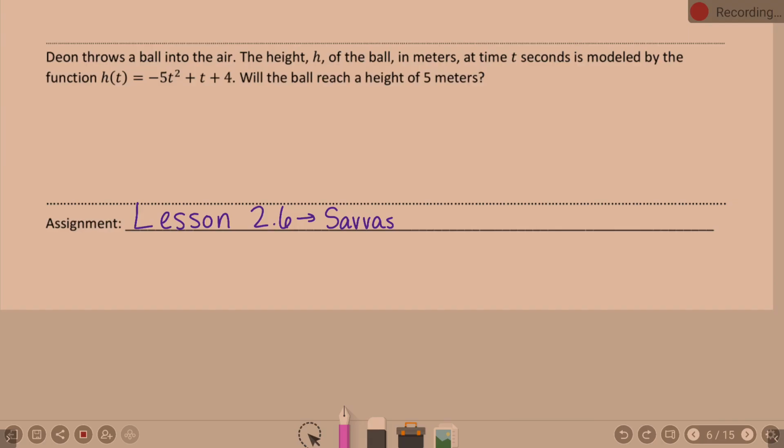So technically, this is a yes or no question, yes? Now, will the ball reach a height of 5 meters? What's that have to tell your brain there? Will the ball reach a height of 5 meters? Where do I put that 5?